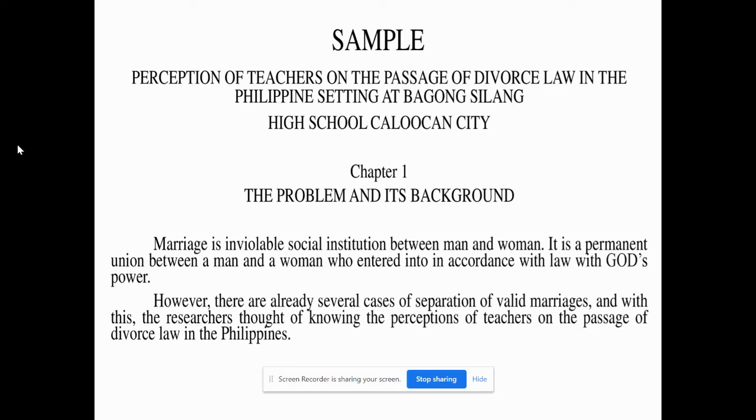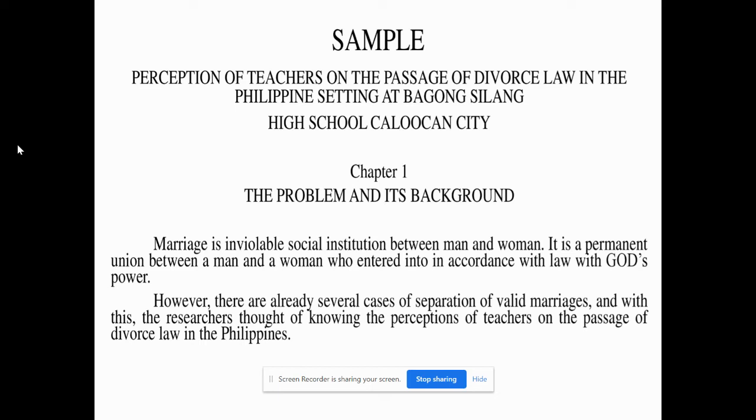So state, why divorce law? State first when there is a valid marriage before you state divorce. So I started the background of my chapter 1 by writing: marriage is an inviolable social institution between a man and a woman. It is a permanent union between a man and a woman who entered in accordance with law, also with God's power. However, in spite of its inviolable social institution, there are several cases of separation of valid marriages.